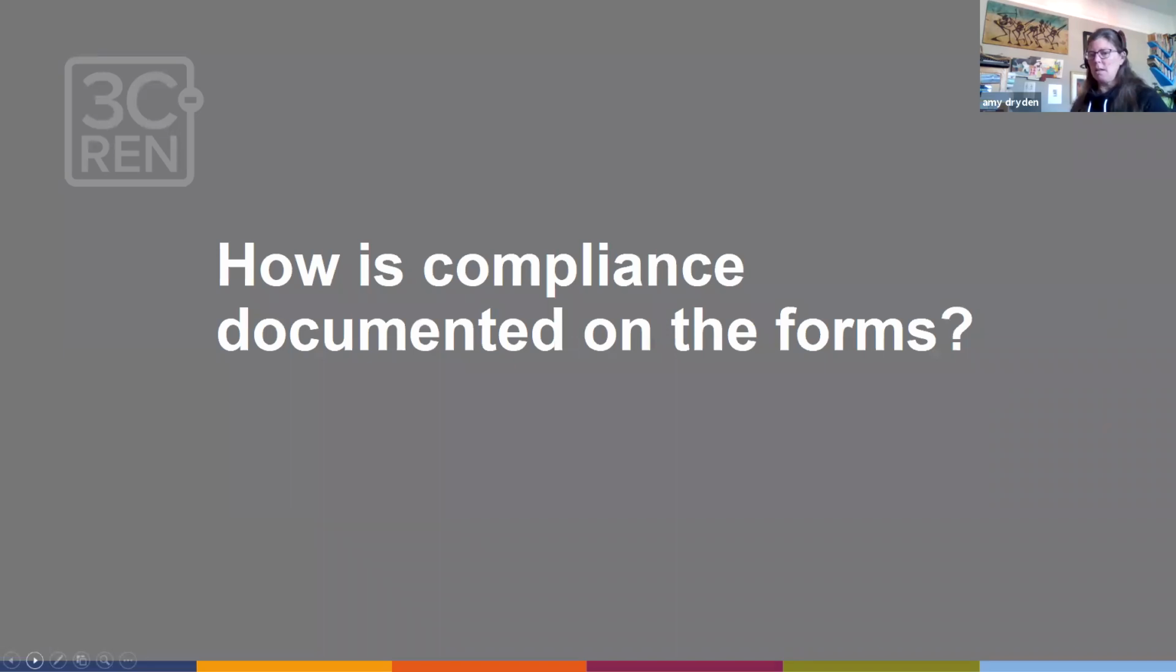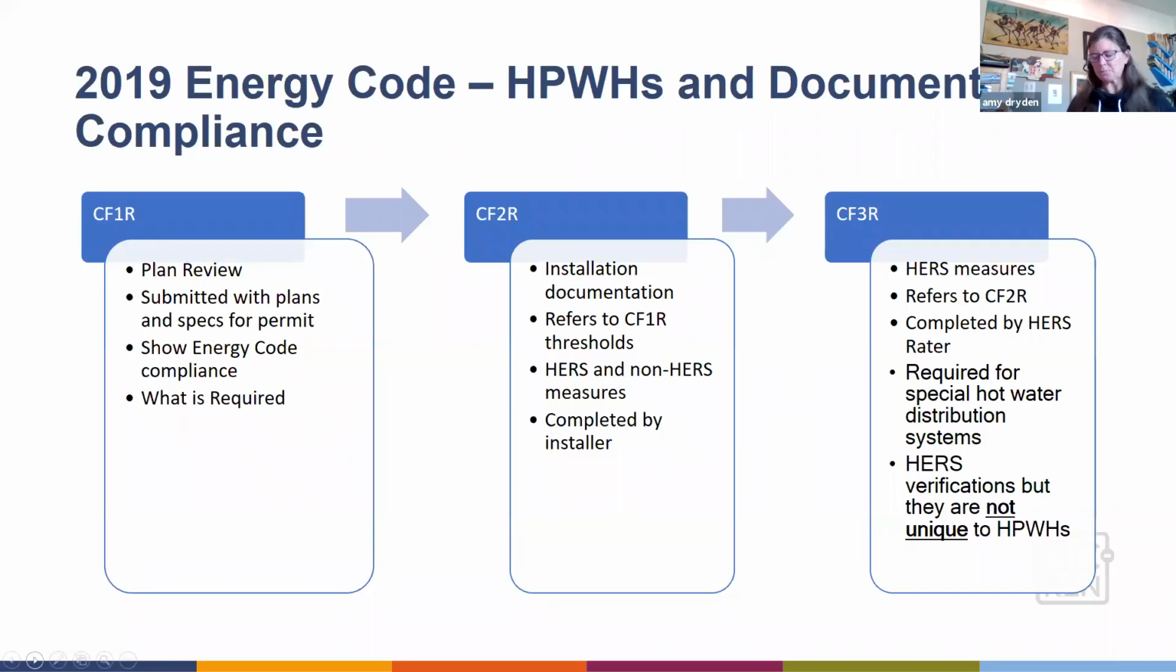So let's take a minute and look at the forms. Make sure I'm doing all right on time. So the forms are pretty straightforward. They're set up 1, 2, 3. That's the order to go in. That's the order you're going to see them in. Helps us keep things straight in our brains. So on the CF1R, right, you're going to be seeing those all on plan review.